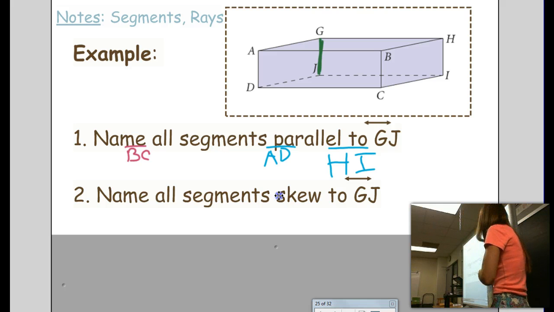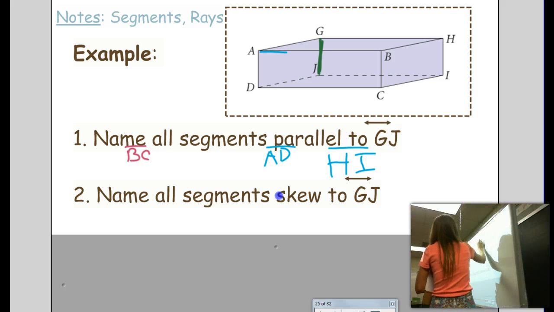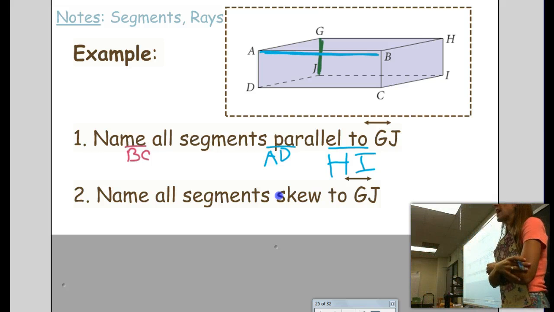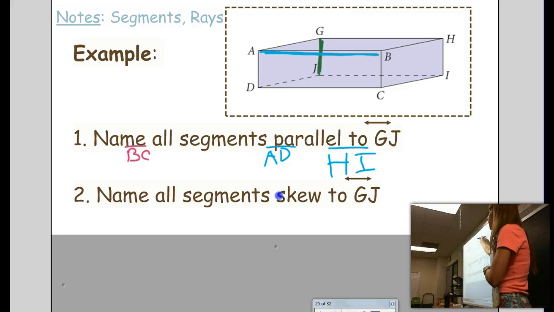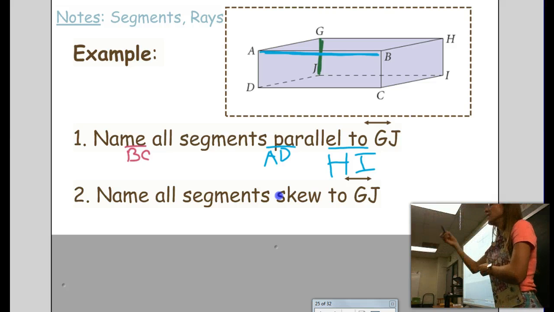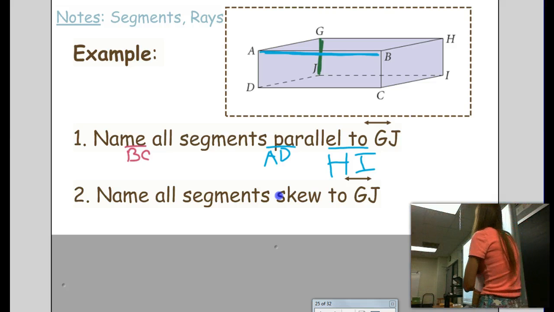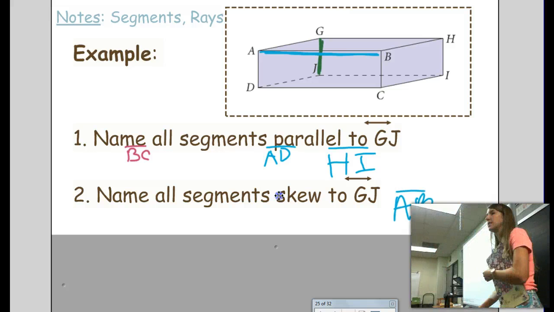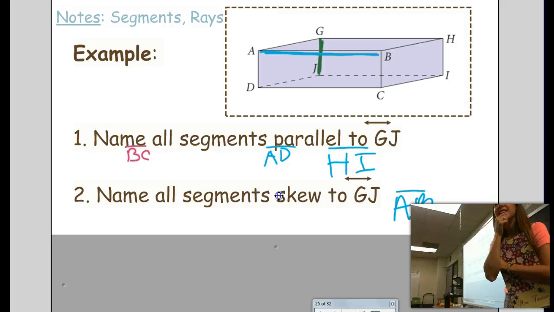AB. All right. Is AB skew with GJ? Are those touching? AB and GJ? No, this is 3D. Remember, it's 3D. This is in the front, and that's in the back. So she's totally correct. AB is skew to GJ because they will never, ever meet. AB is correct. Do you have one, Lillian?